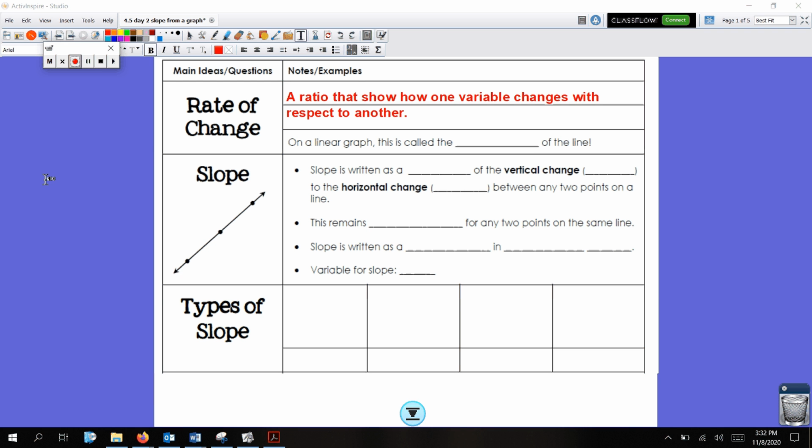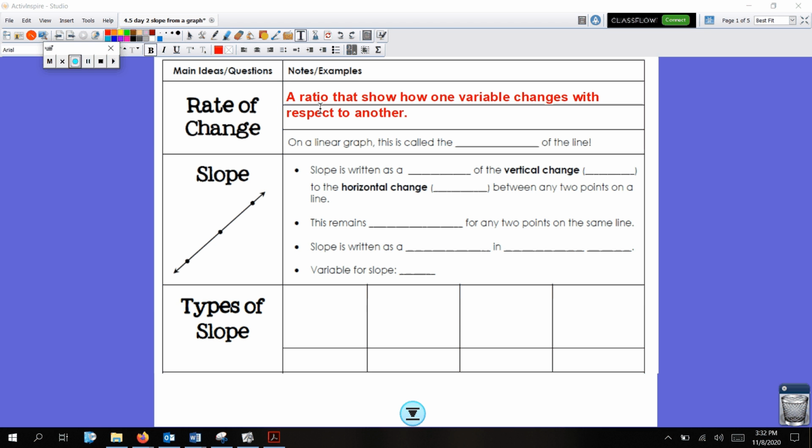All right, I know you guys love slope so much. We're going to have day 2 of slope. So we're going to talk about the formula, but I just want to really illustrate how we can count slope from a graph. All right, so let's remind ourselves what rate of change is, right, when we're talking about slope.